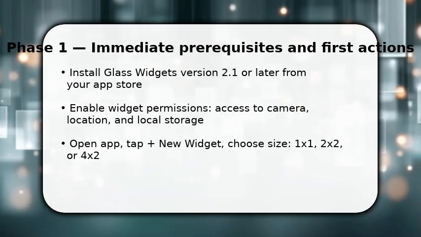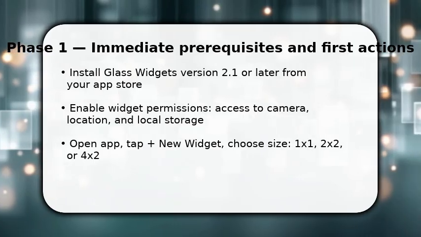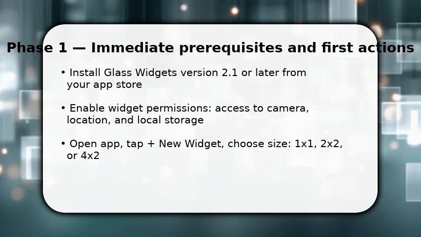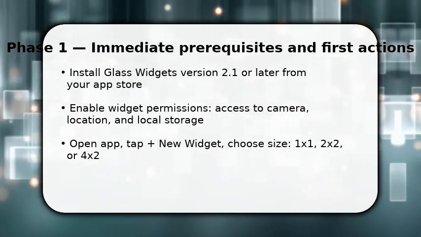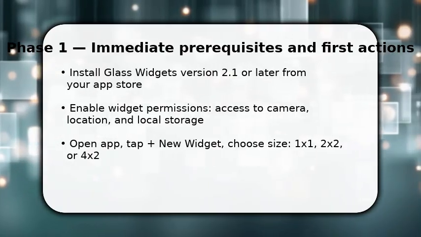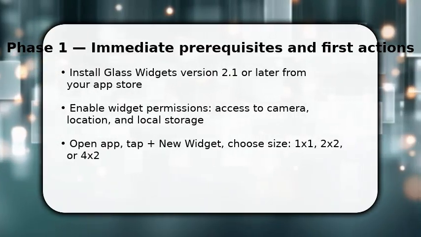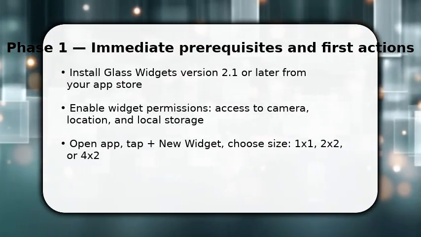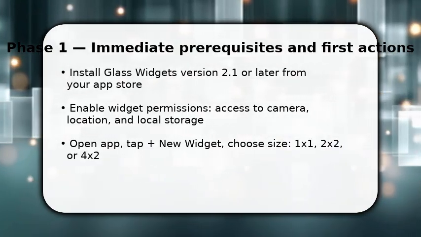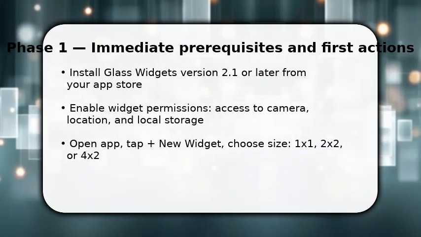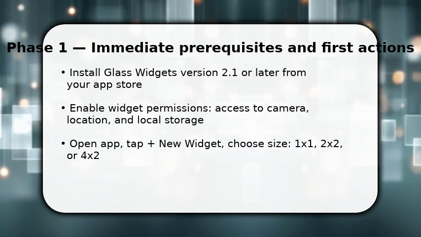You begin by confirming minimal prerequisites: Glass Widgets 2.1 installed and permissions granted. Next, tap plus new widget to start. Pick a size, because layout dictates data density and refresh costs. Once done, assign a data source, local file or live feed, so the widget knows what to display. Make sure to name it clearly, since names drive quick edits later. This first step moves you from setup to action, getting a tangible widget on screen to iterate.